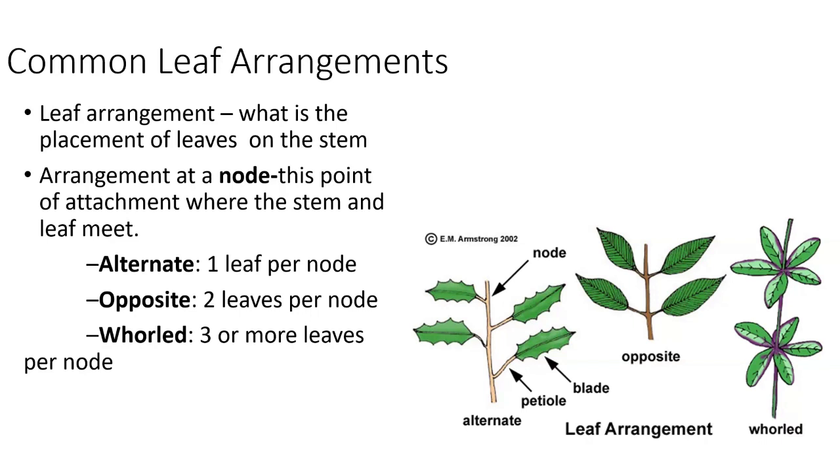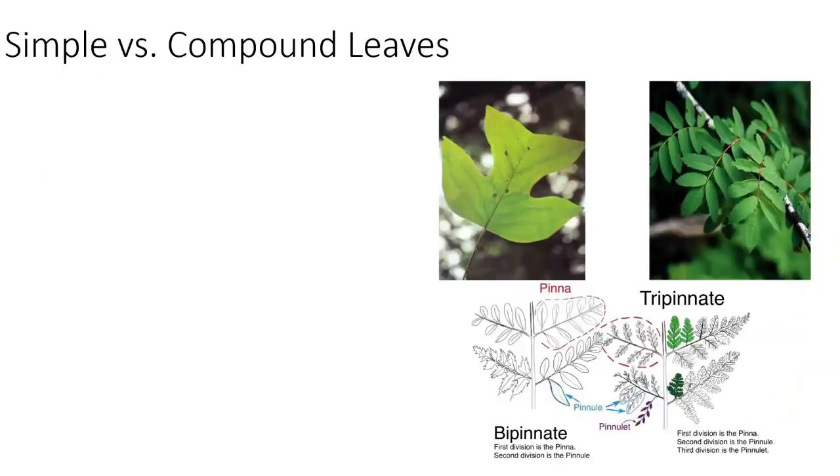Some good examples, and I often get this question, what's a good example of a whorled arrangement? If you know what the plant horse mint is, or a lot of plants in the Lamiaceae family, the mint family, they often have a whorled arrangement or can have a whorled arrangement. All right, moving on.